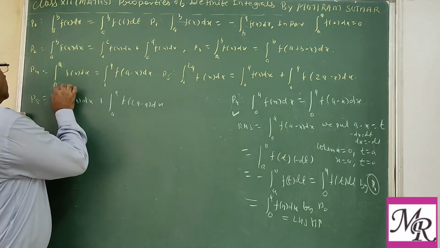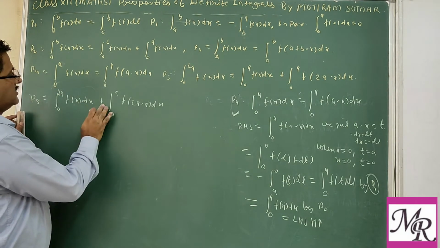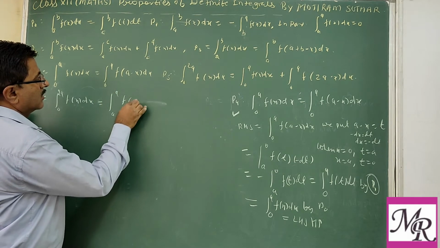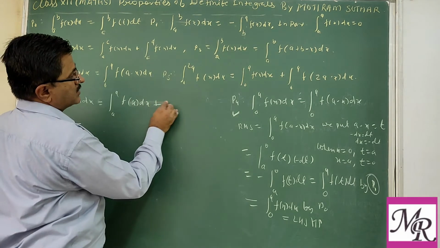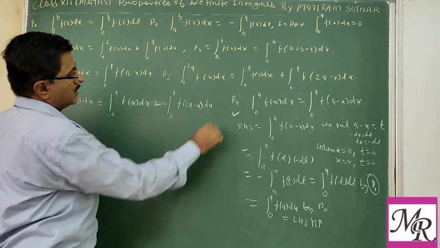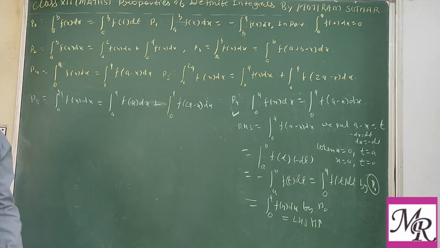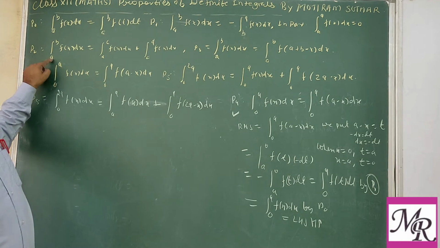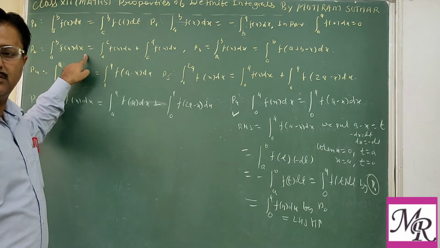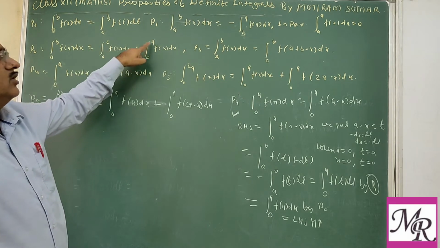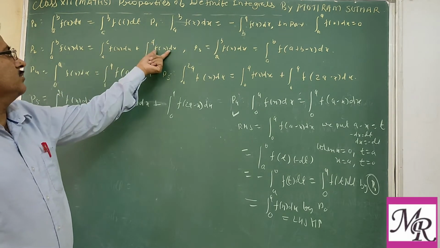The integral from 0 to 2a of f(x) dx is equal to the integral from 0 to a of f(x) dx plus the integral from 0 to a of f(2a minus x) dx. Now, by using property P2, the integral from a to b of f(x) dx can be broken into two parts, a to c and c to b. So this function remains the same.